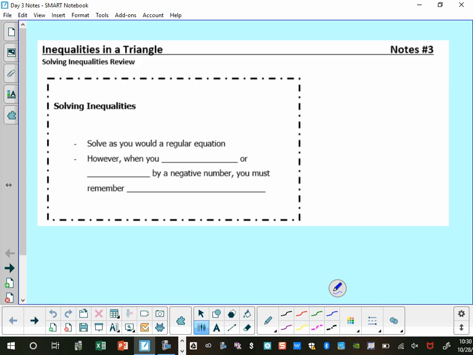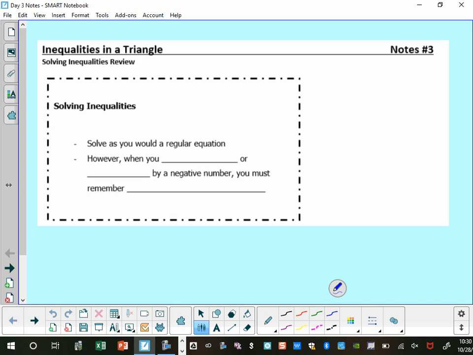Alright, so day 3 we're talking about inequalities and triangles. I'm going to show you the official way first, and then we'll go through and do a little shortcut. This part should not be something new that you've seen. We've done this before, especially in Algebra 1. So, solving inequalities. You will solve as you would a regular equation.